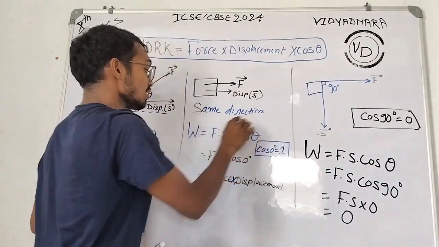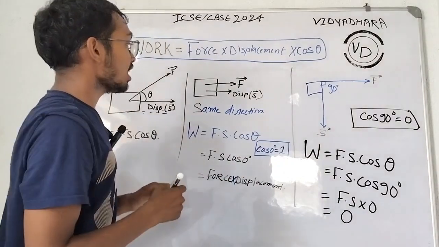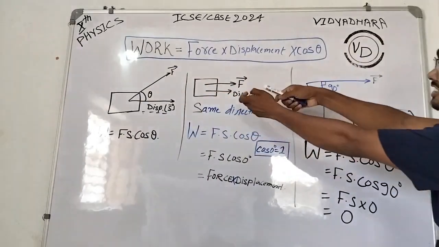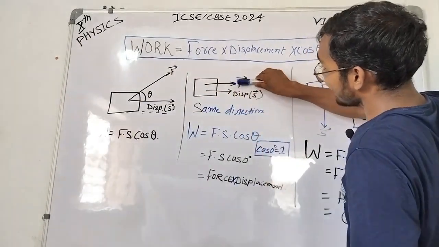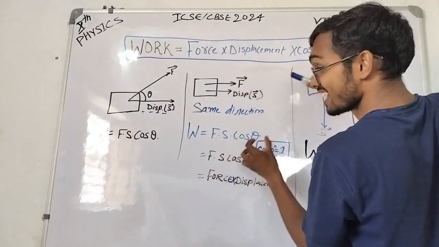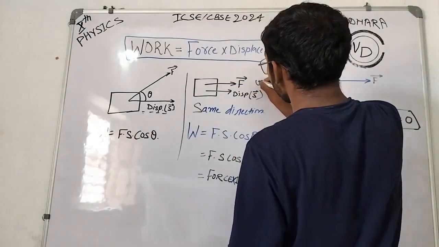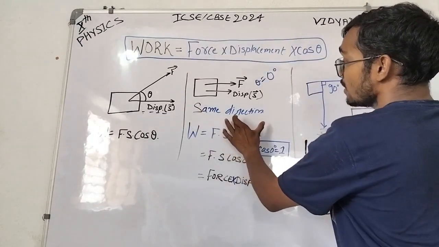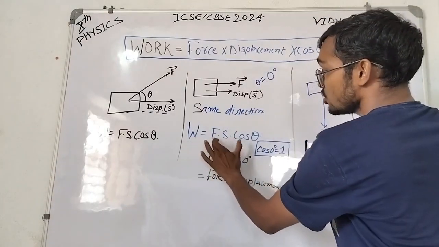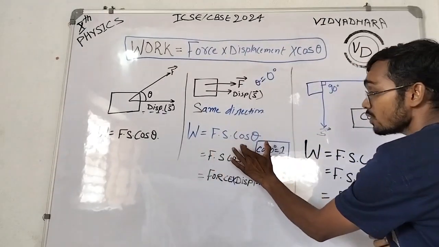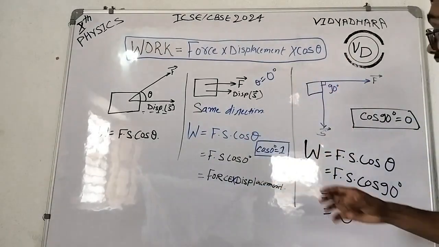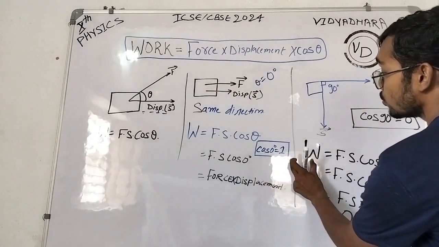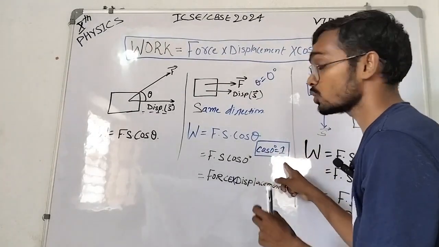then in the same direction, so what is the theta among them? Suppose we pull this block with the force and the displacement is in the same direction, so theta among them is 0 degree. So what is the work done? When in the same direction, theta is 0 degree, so work done is equal to force into displacement into cos theta. What we have learned, some values of cos angle, like cos 0 degree is equal to 1.